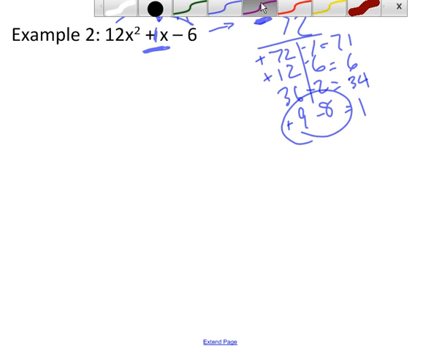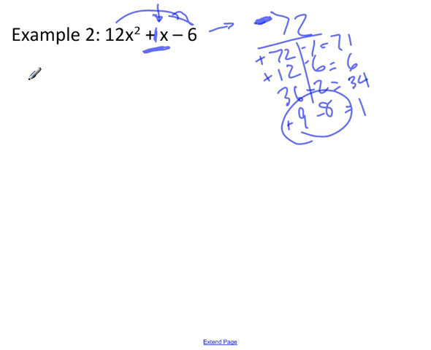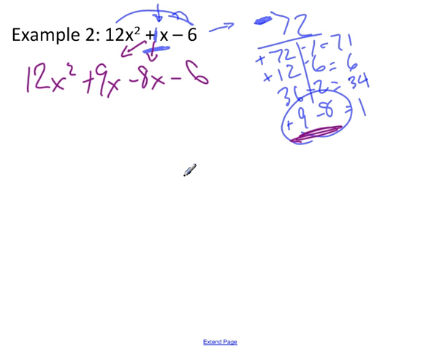So let's move on, you say. Move on we shall. 12x squared goes over here, -6 over here on the right side. We're going to split my middle term into the two numbers I found over here, plus 9x and minus 8x. Don't forget the x's on these guys. Makes a very big difference as far as what we're going to do moving forward.